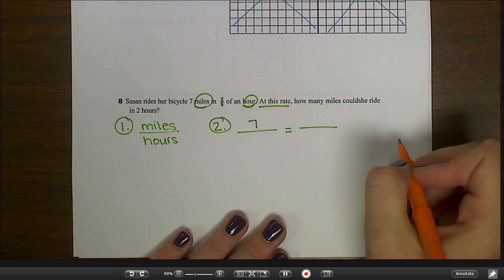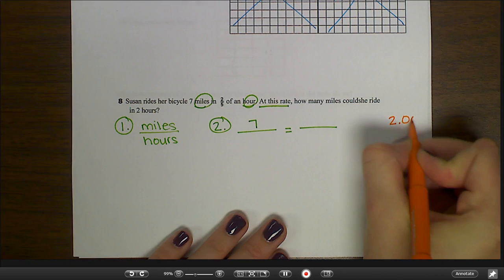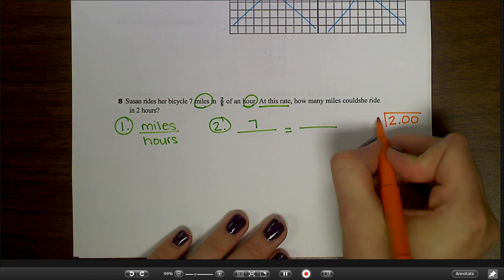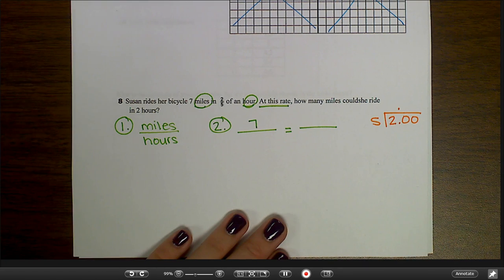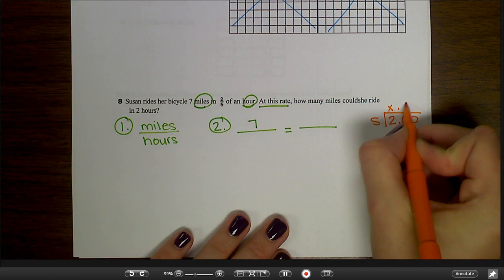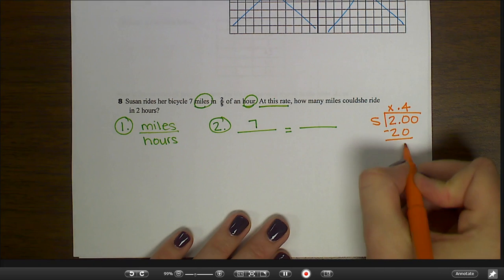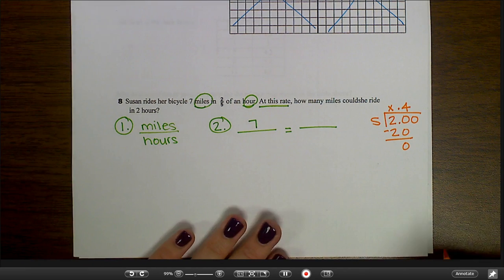2/5 needs to be converted to a decimal. So if you don't know what that is, write 2.00 divided by 5 and go ahead and divide that out. So if I'm going to do that, I'm going to say, 5 goes into 20 4 times, and I get nothing left over, so 0.4.